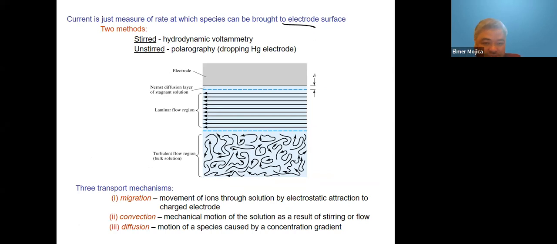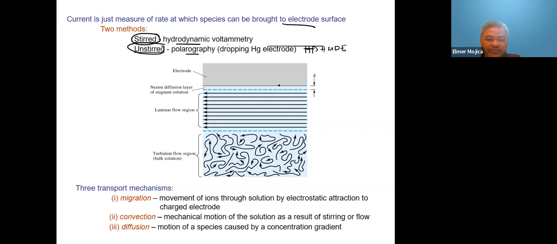And there's two ways to do that. Either you do it using stirring or unstirred. So if you use it with stirred, meron tayong tinatawag na hydrodynamic voltammetry. If it's unstirred, we have this classic polarography. Okay? Yung tinatawag na hanging mercury drop electrode, HMDE. That's the dropping mercury electrode.